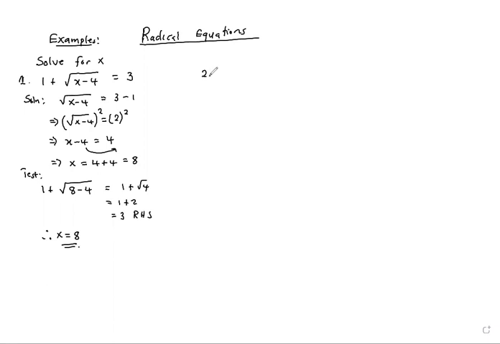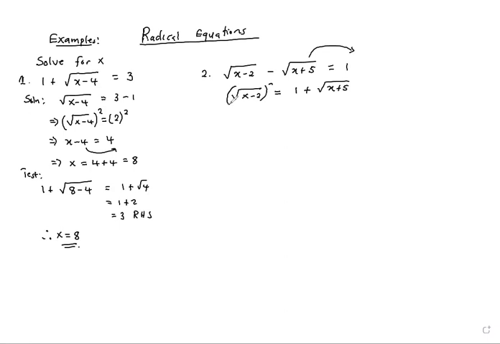Two, the root of x minus 2 minus the root of x plus 5 is equal to 1. First thing, take one of these guys to the other side, so that you remain with 1 is equal to 1 plus the root of x plus 5.